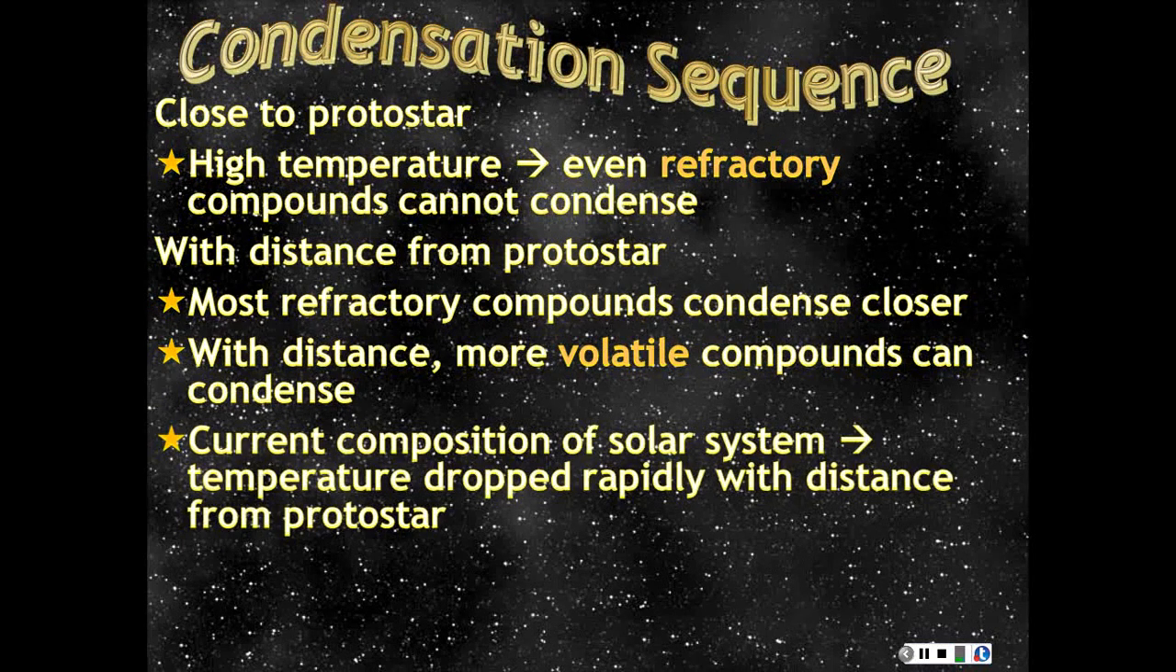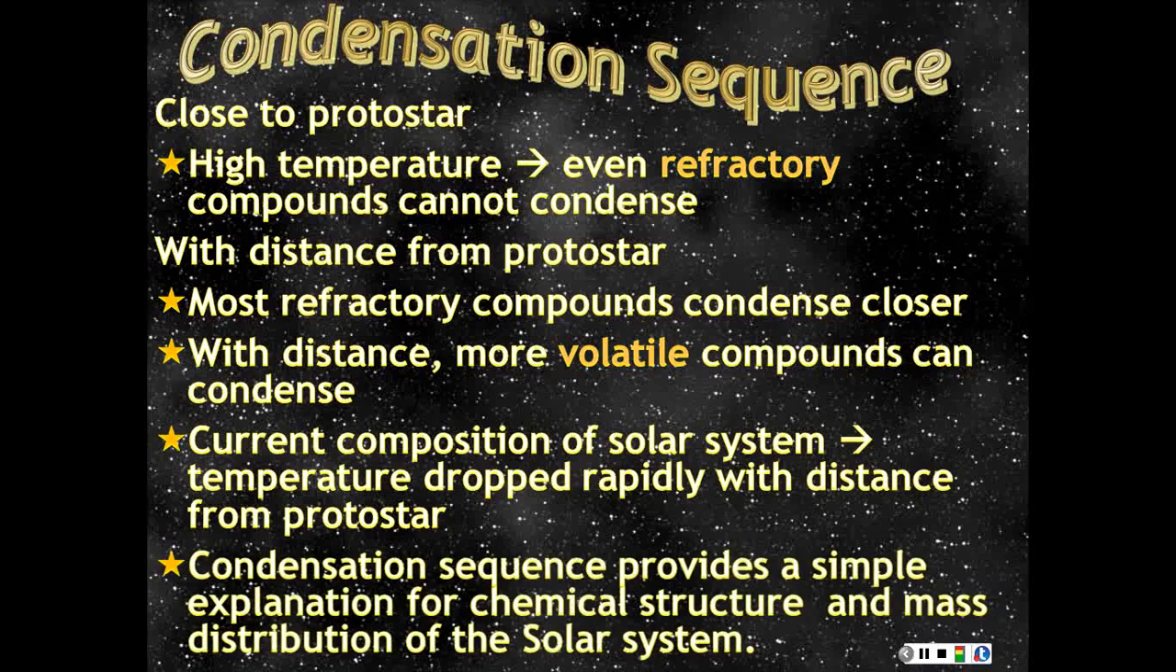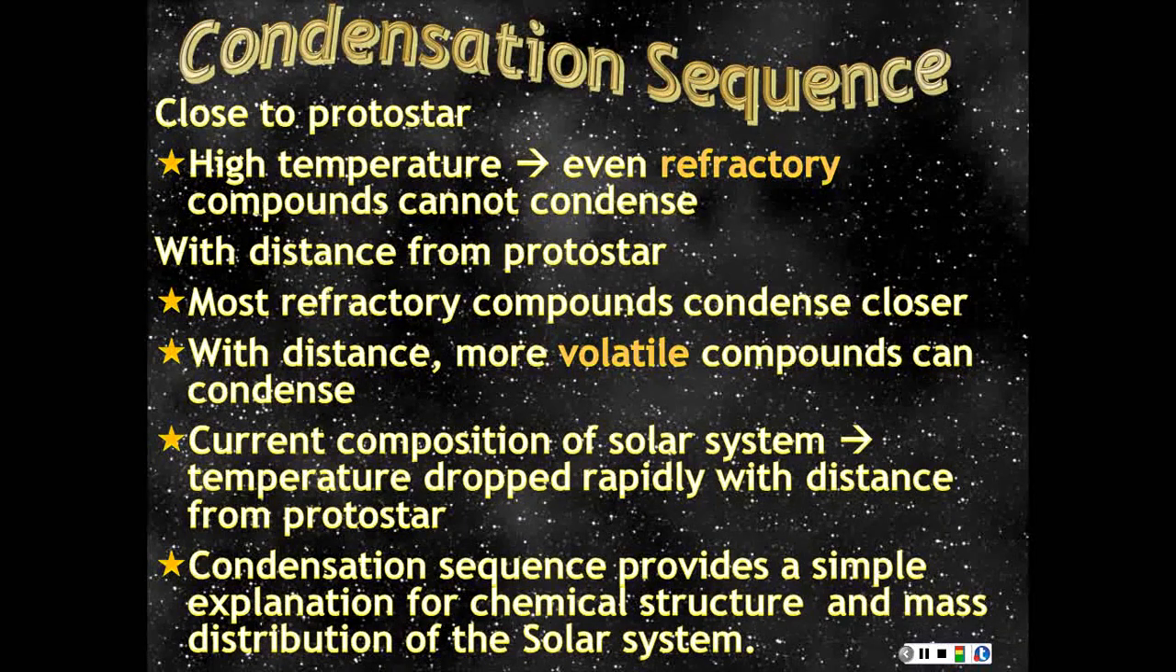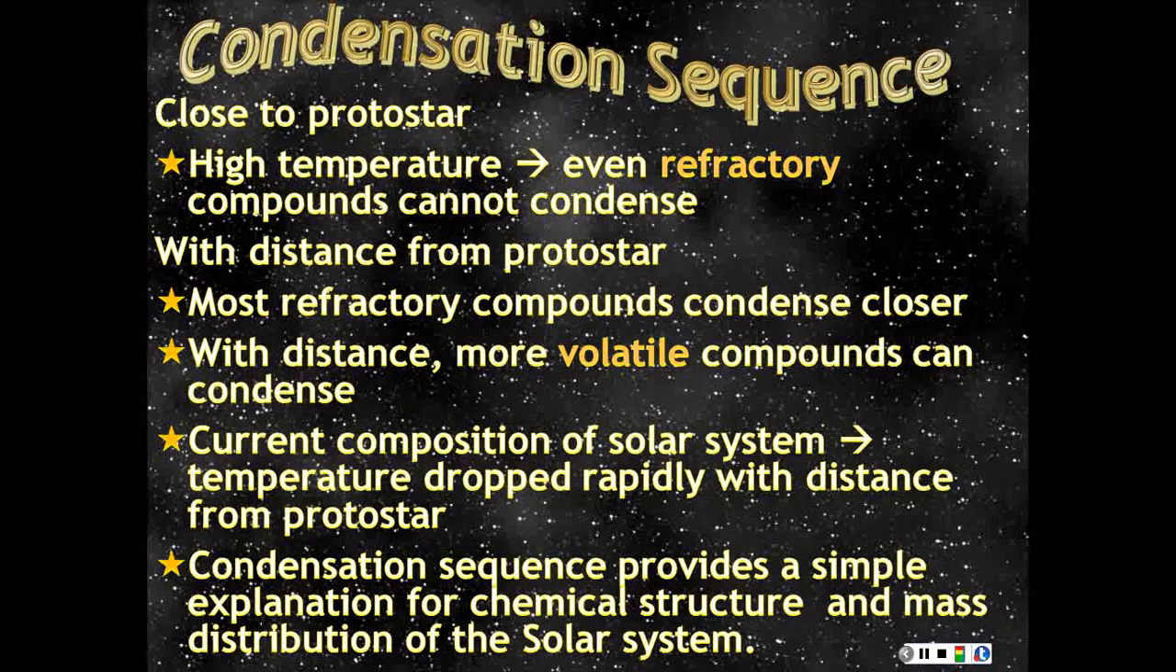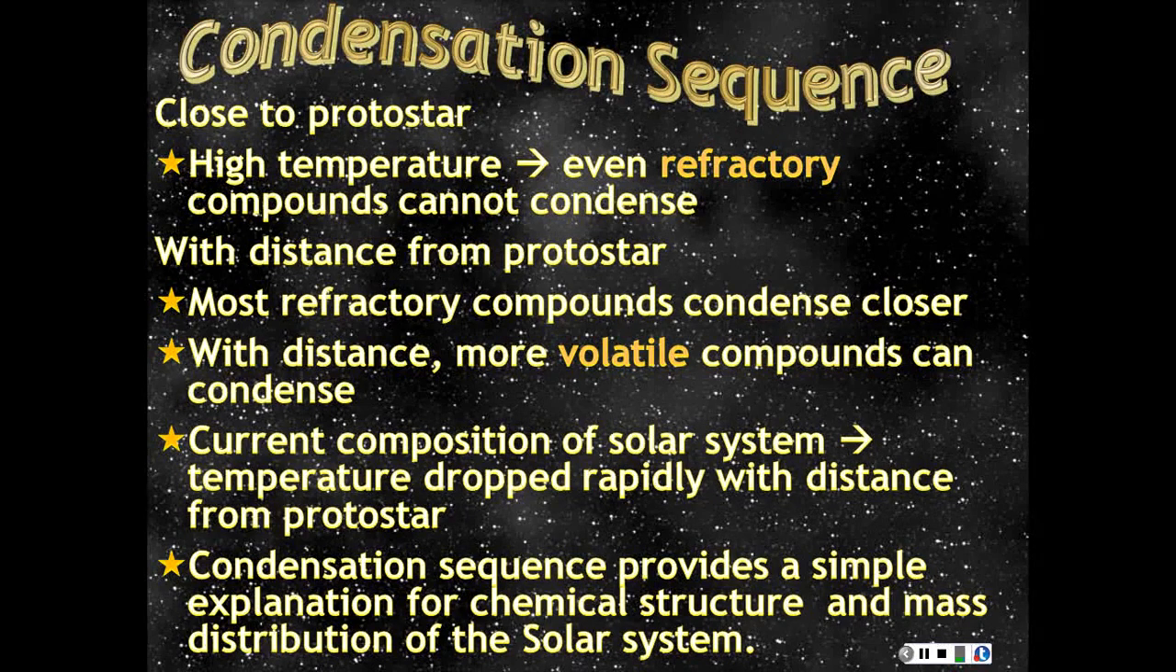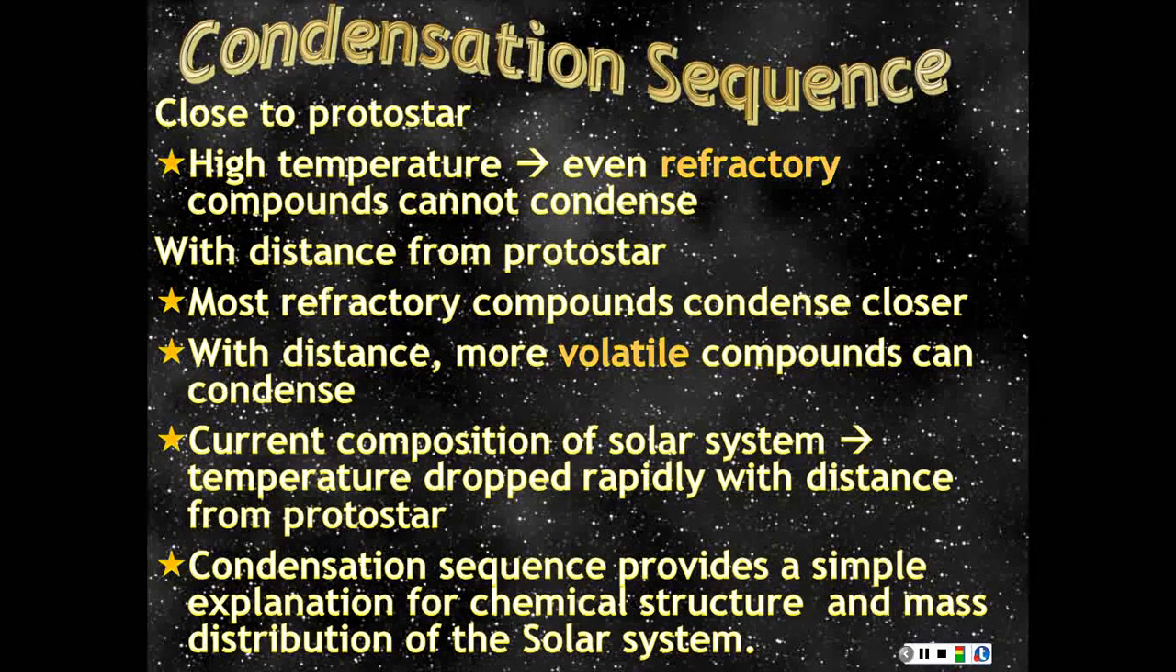And so you can understand the current composition of the solar system and its distribution of material in terms of the temperature drop with distance. And so it actually gives you a simple way of understanding both the chemical structure and the mass distribution. But we haven't completely understood the mass distribution, because when we look at the gas giants, they're dominated by hydrogen, helium, and in the ice giants, that is Uranus and Neptune, they also have a lot of methane in them. And that's partly an abundance issue.